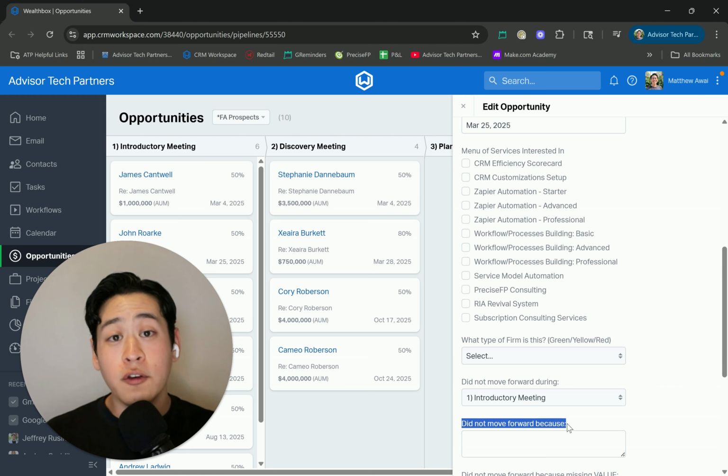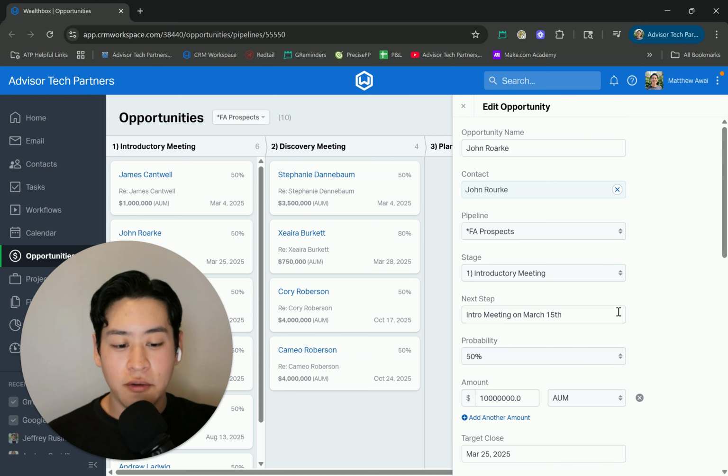It's a good double check on your firm to know, hey, is everyone saying that they're missing the value from what we're providing? Are they not understanding our offering? Are they not understanding the engagement? That is very important so that you can better your value and your offer to the prospects that land in your pipeline.